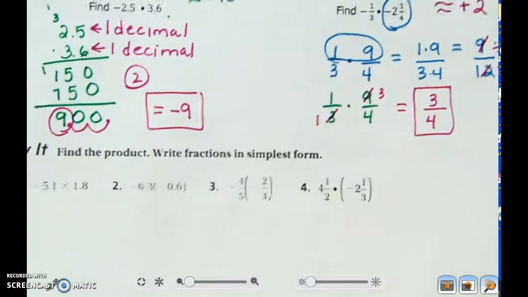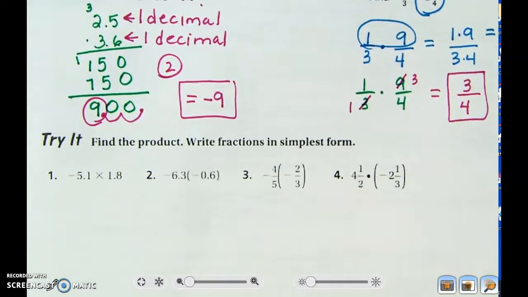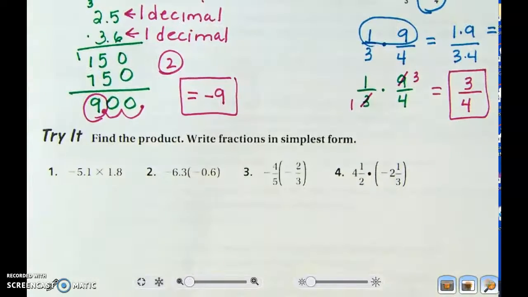All right, let's try some practice problems. What you should do now is stop and pause the video. Do these 4 problems on your own and come back and check.